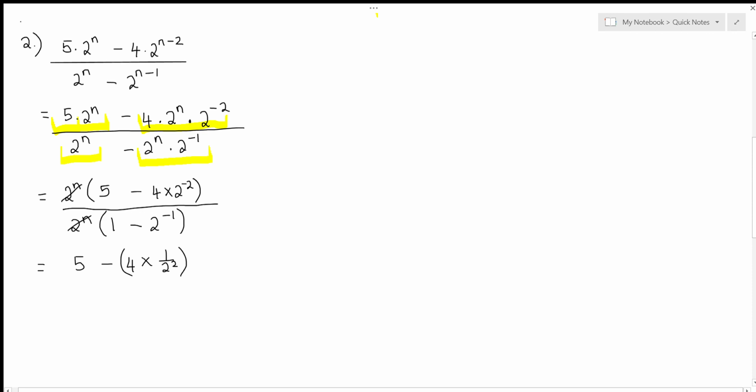So let's simplify that part first. My 2 to the power negative 2 becomes 1 over 2 squared, divided by, in my denominator, I'm left with 1 minus, now 2 to the power negative 1 becomes 1 over 2. Okay, so let's continue. So we're going to have 5 minus, now if I have 4 times 1 over 2 squared, that's 4 over 1.